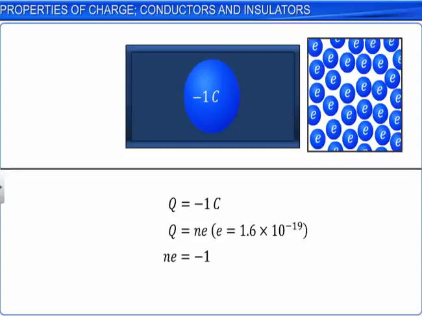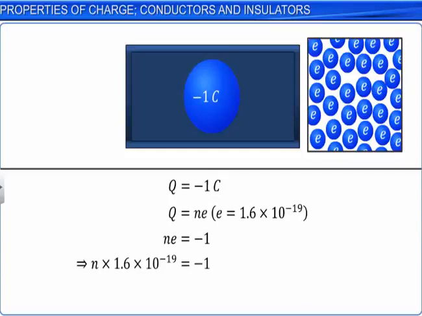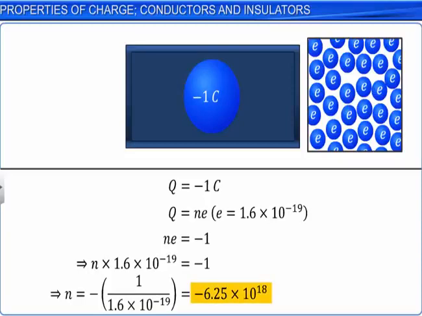Substituting the values of Q and e and simplifying, we have n equal to minus 6.25 times 10 power 18. Here, n is a negative integer, indicating that the body has gained a negative charge. So, we see that 1 coulomb of negative charge contains 6.25 times 10 power 18 electrons, which is a very large number of electrons.